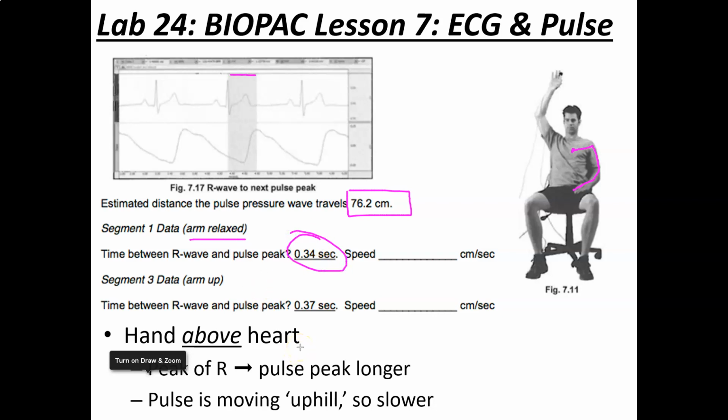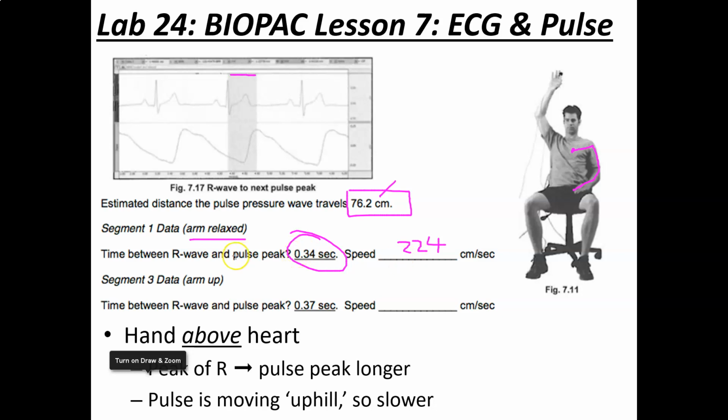Knowing that, we can figure out what the velocity of that pulse pressure wave is. If we take 76.2 centimeters, divided by 0.34 seconds, that gives a speed of about 224 centimeters per second. So the pulse pressure wave is traveling that fast.